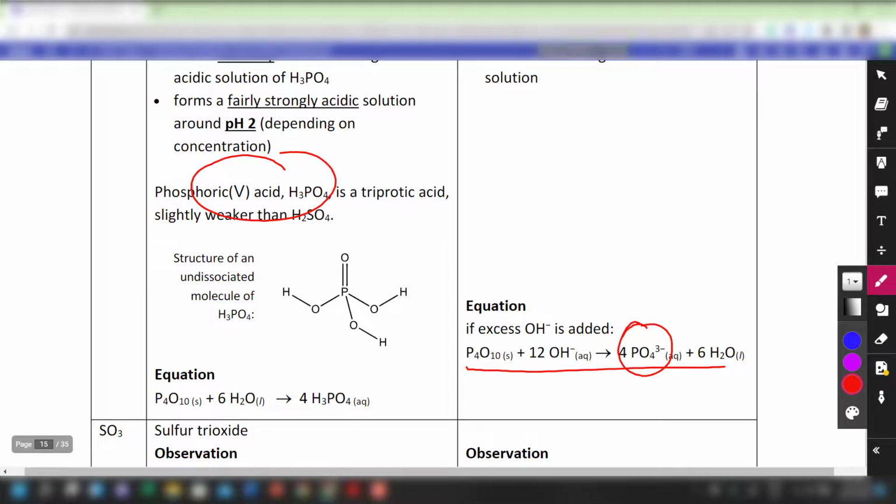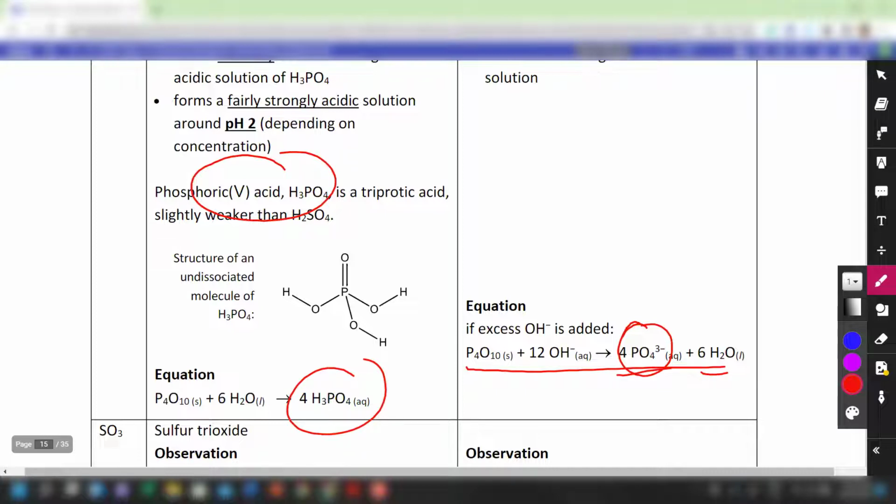I repeat, you can view the reaction with OH- as first a complete hydrolysis, followed by a complete acid-base neutralization reaction to give phosphate and water.